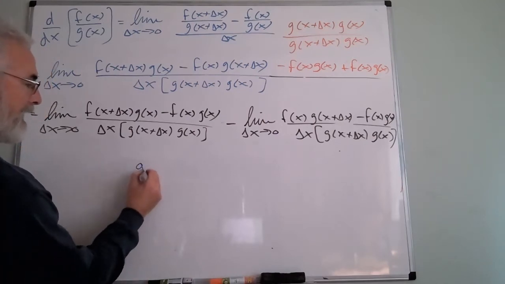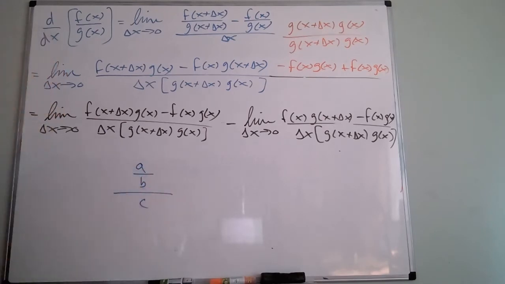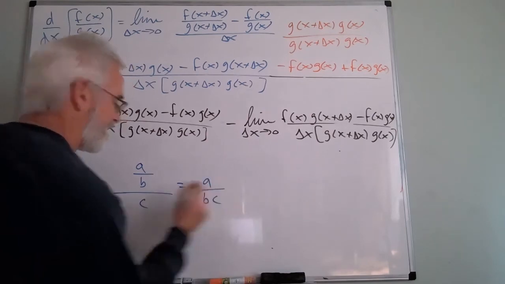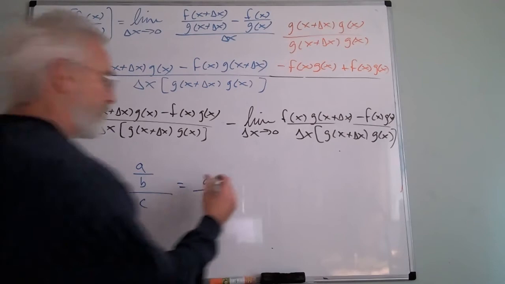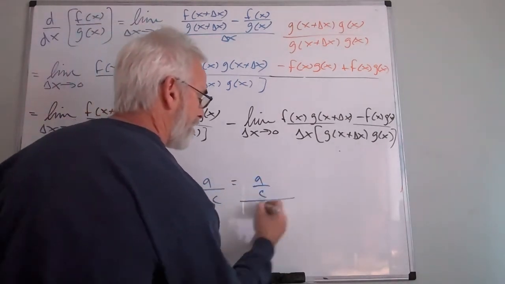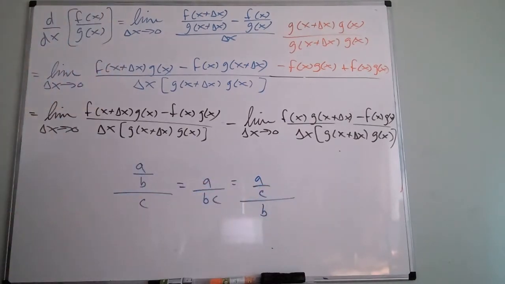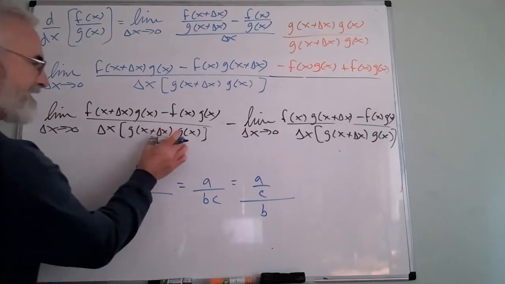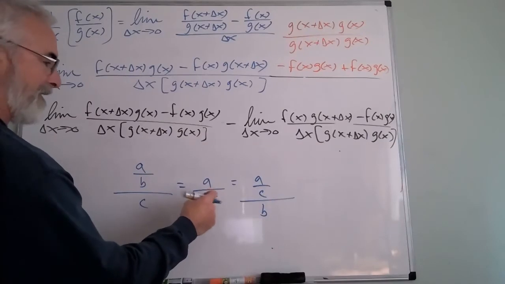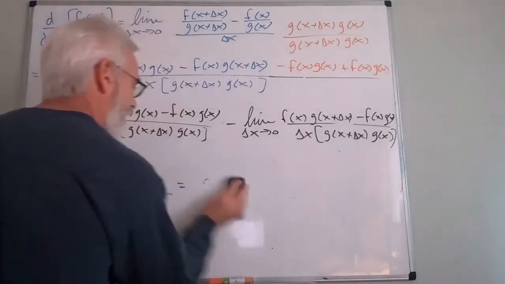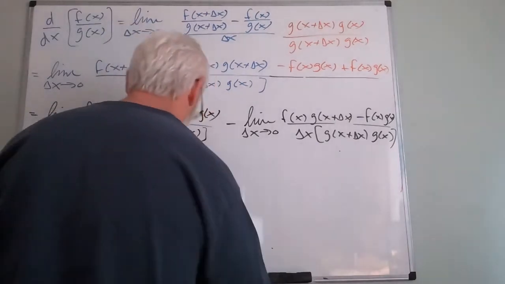If I said a over b over c, that's the same as a over bc. Multiply top and bottom by c. But that's also the same as a over c over b. These three quantities are actually equal. Looking at that, it looks really confusing. Well, what I want to do is get this guy separate. I want to completely separate that from the rest of the problem. And to do that, I'm going to have to make this one bigger quotient.